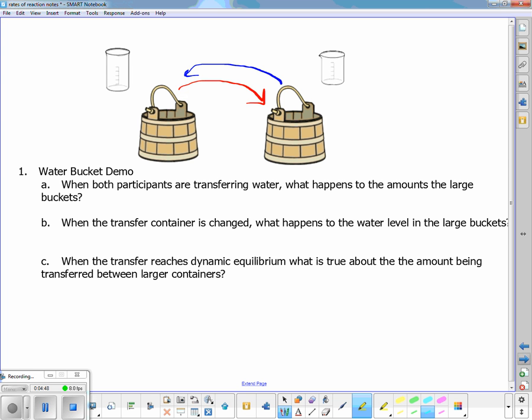Okay, so when transferring container, this is also part of your notes. When the transferring container is changed, so when I change it, the poor guy's got the small beaker. The girl's got the big beaker. And so what happened? We ended up with a lot more in the small beaker, the one that was trying to get the small beaker bucket, than we did in the big beaker bucket. Okay? When transfer reaches dynamic equilibrium, what was true about the amount being transferred from either bucket? It was the same. Make sure you're writing this down so you don't forget it, so you get credit for this. Remember, these notes are worth points.